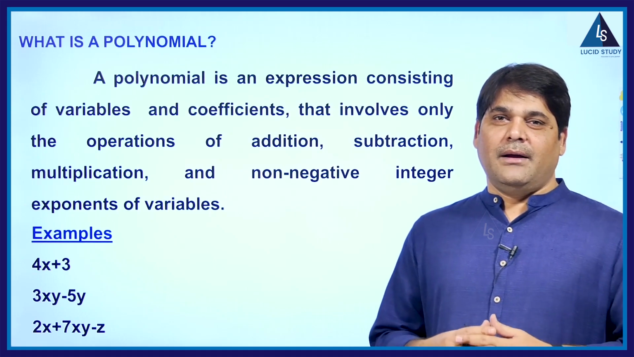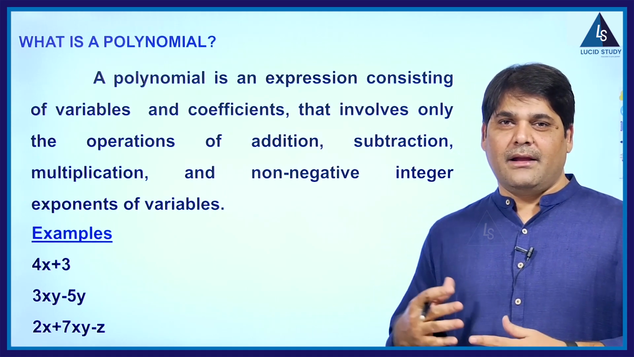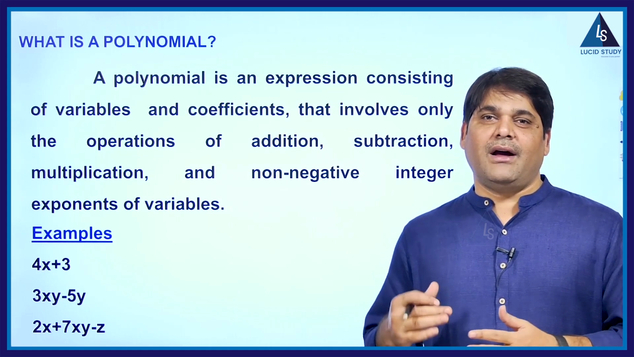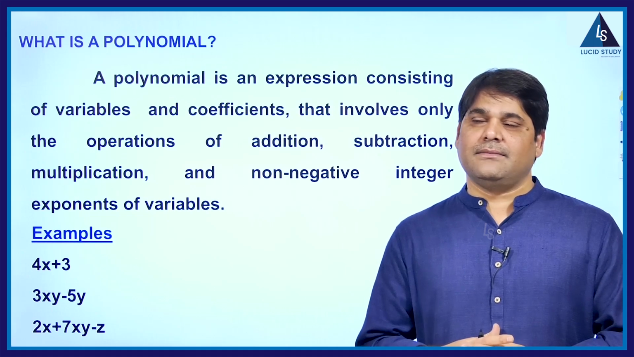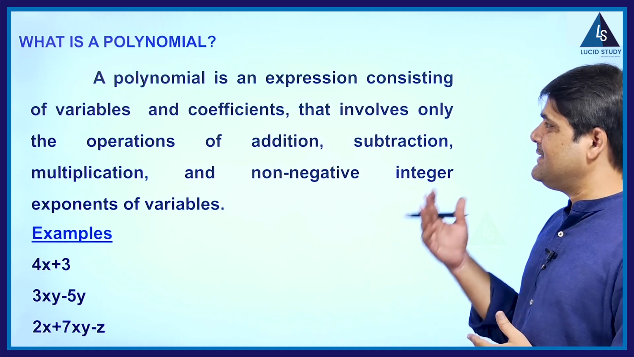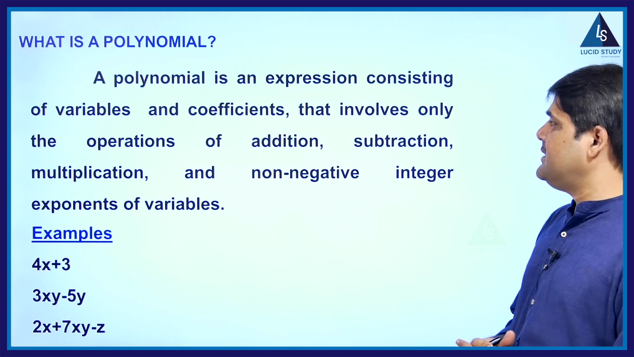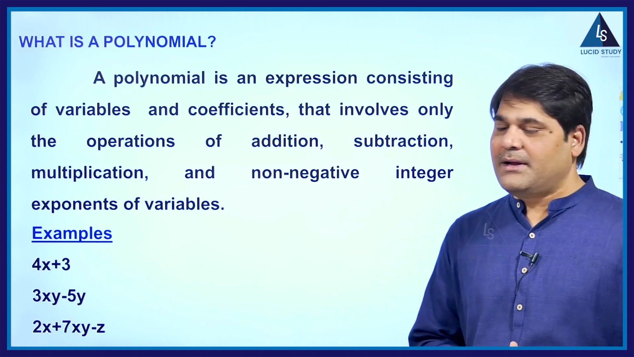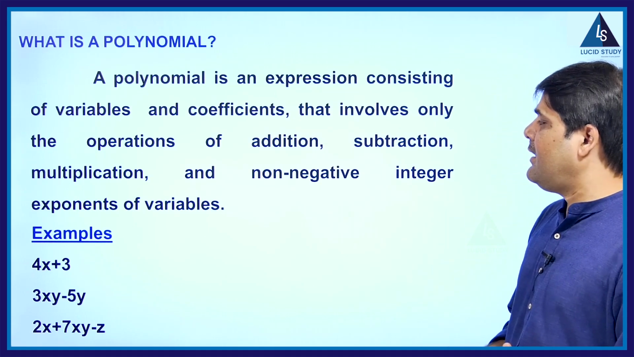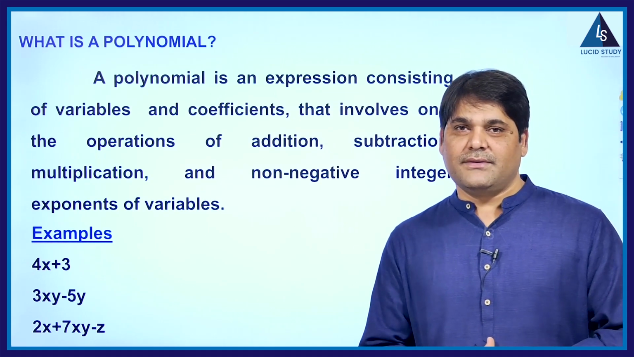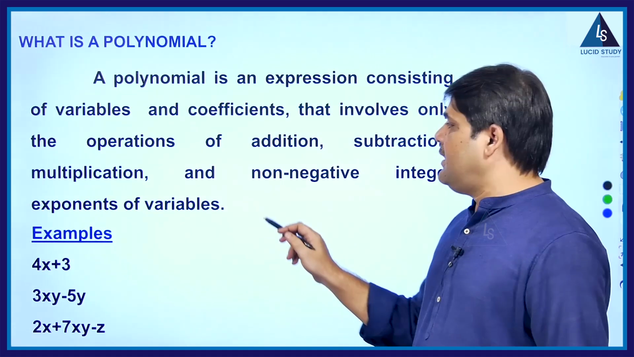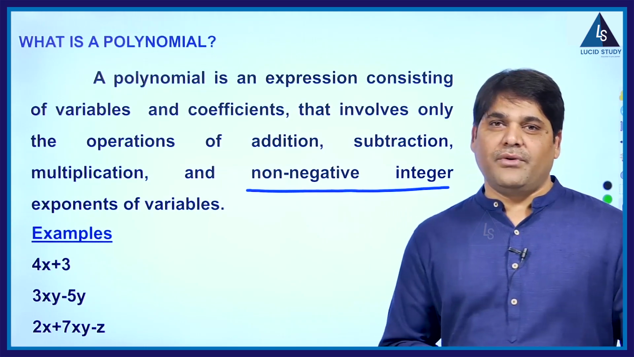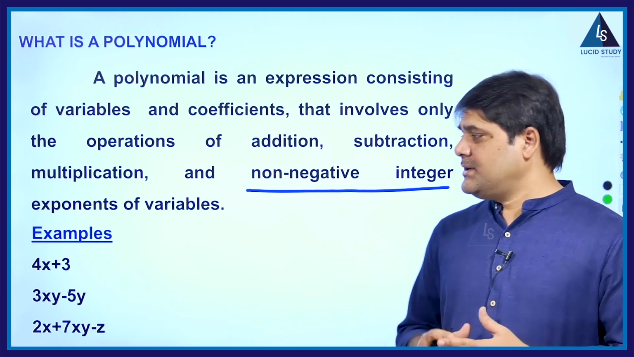What is that? The exponent of the variable should not be any rational number, like which is in p by q form, or negative. It should always be a natural number. This is the condition. So a polynomial consists of variables and coefficients that involves only the operations of addition, subtraction, multiplication and division and non-negative integer exponents for the variables. So the exponents should be non-negative integers and they should not be in the form of p by q. This is the condition for a polynomial.